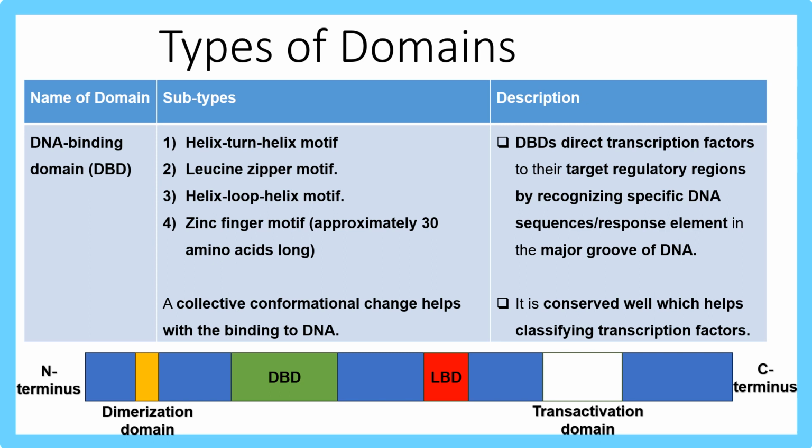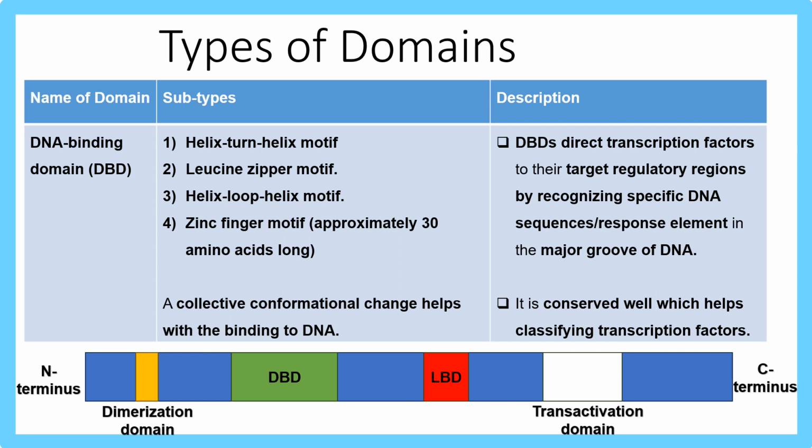Because if we look at the structure of a protein, it's made up of amino acids, and amino acids have an amine group and a carboxylic acid group, and then they have an R side chain. So this is why it's called N-terminus and C-terminus.